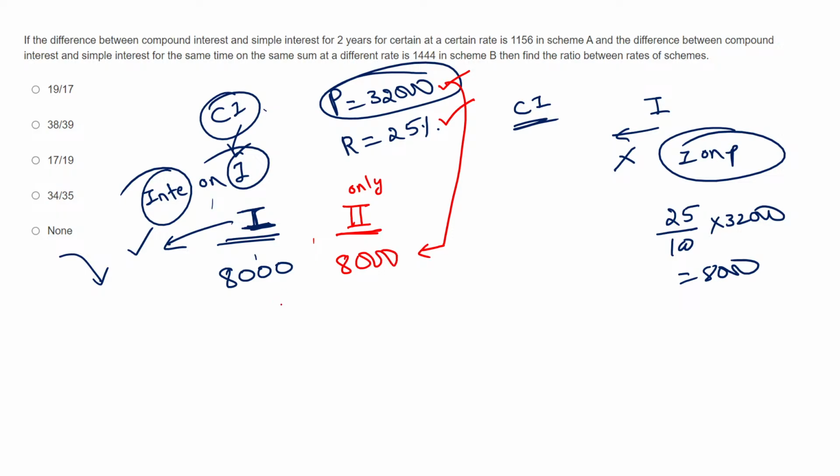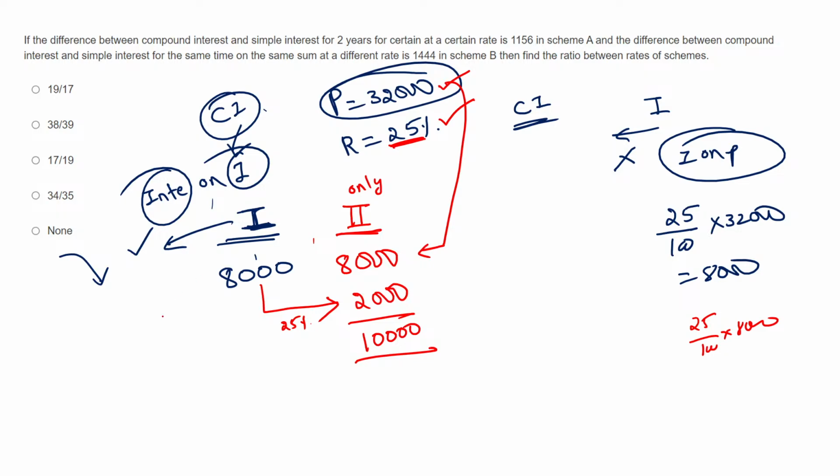Along with that, you have to pay interest on first year interest also. So that means 25% of your first year interest, because you have to take this 25% as your rate of interest. So 25% of 8,000 is, you are going to get just 2,000. That means for second year your interest is going to be 10,000.